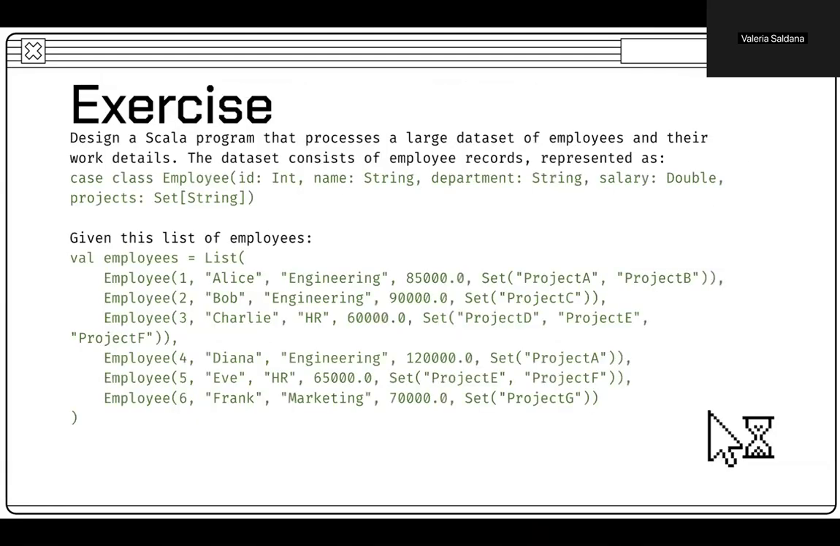Here's an exercise to tie everything together. You're given a data set of employees. We are working with a data set of employees represented using a case class. Each employee object contains the following fields: ID, name, department, salary, and projects they're involved in. Our goal is to process this data set using abstract data types and higher order functions.